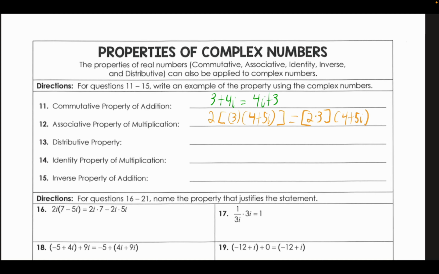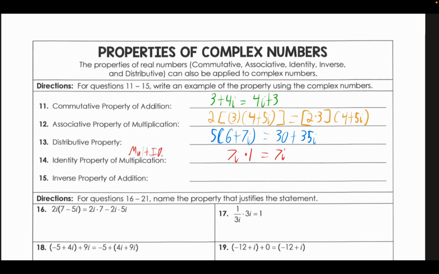Next, we'll do the distributive property. The distributive property says you can multiply a quantity outside a grouping symbol to the quantities inside a grouping symbol that are adding or subtracting. For example, 5 times the quantity of 6 plus 7i is equal to 30 plus 35i. The identity property of multiplication states that any number times 1 is itself. It's also known as the multiplicative identity. For example, 7i times 1 is 7i. There's also an additive identity. Remember that the additive identity is adding 0 to something does not change the value.